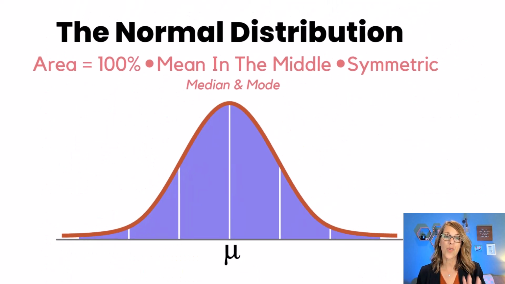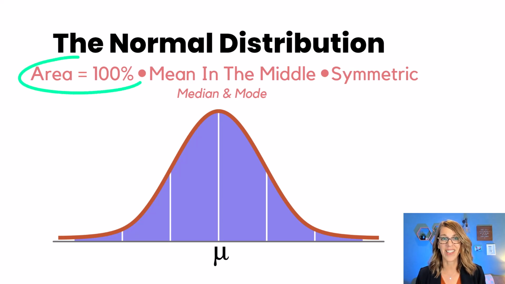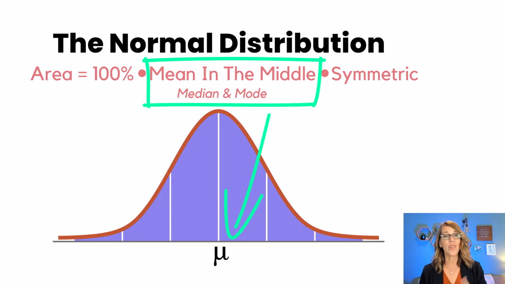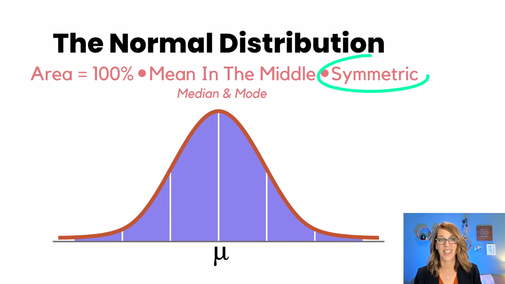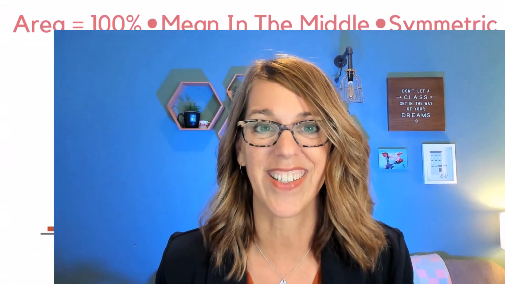We say that this is a normal curve with these properties. Our area is 100%. The mean is right there in the middle, along with the median, which is the middlemost, and the mode, which is the most frequent, and our curve is symmetric. This distribution is a foundation for many of the things that we do in statistics.